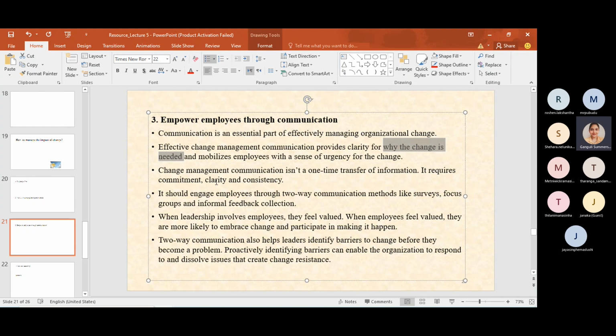That should not be done. Okay, so it should not be a one-time information transfer. The communication should never be a one-time transfer of information.